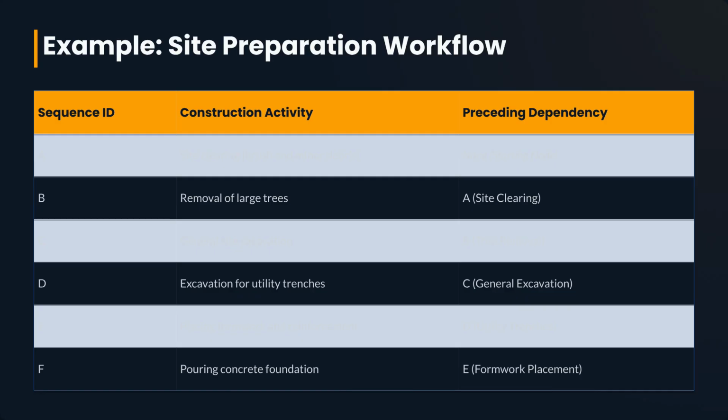Let's look at a very simplified example: site preparation and foundation work. You can see how one task depends on another. Sequence A, site clearing, is our starting node. It has no predecessor. But sequence B, removal of large trees, cannot start until A is complete. We then move through general excavation, C, trenching D, formwork E, all the way down to pouring concrete F. Each task relies entirely on the completion of the specific activity that came just before it. This is precedence in action.